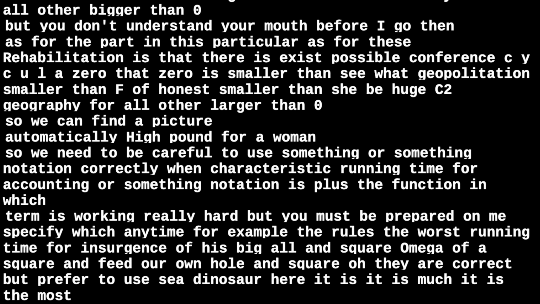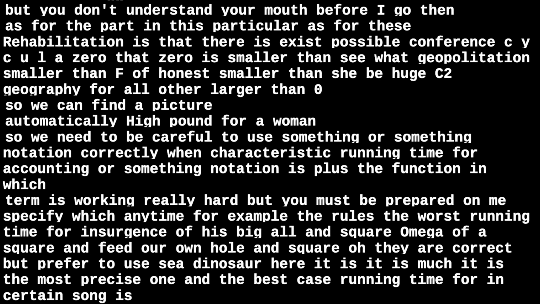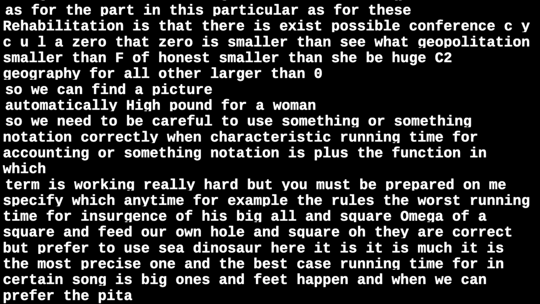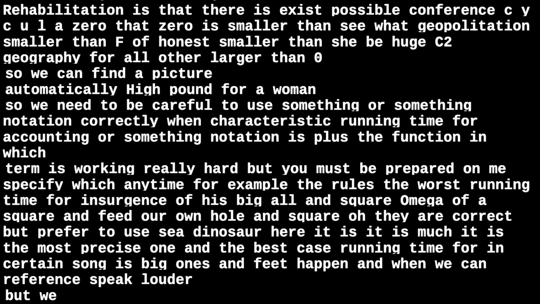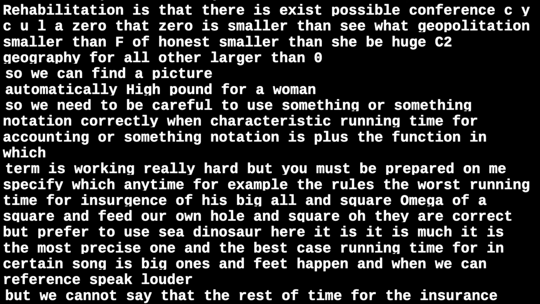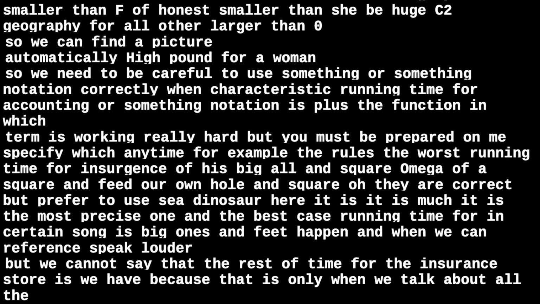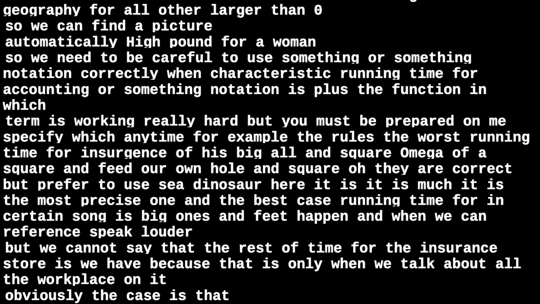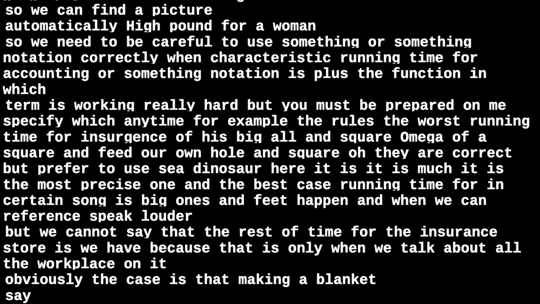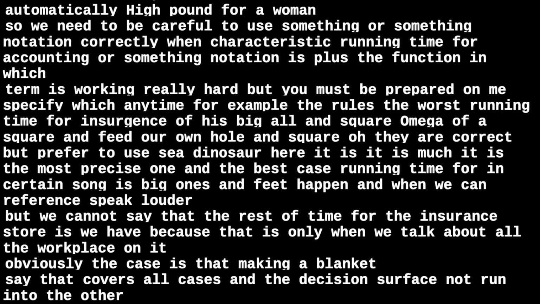And the best case running time for insertion sort is big O of n, omega of n, and theta of n, and we prefer theta of n. But we cannot say that the running time for insertion sort is theta of n, because that is only when we talk about the best case. Omitting the case means making a blanket statement that covers all cases, and insertion sort does not run in theta of n squared in all cases.